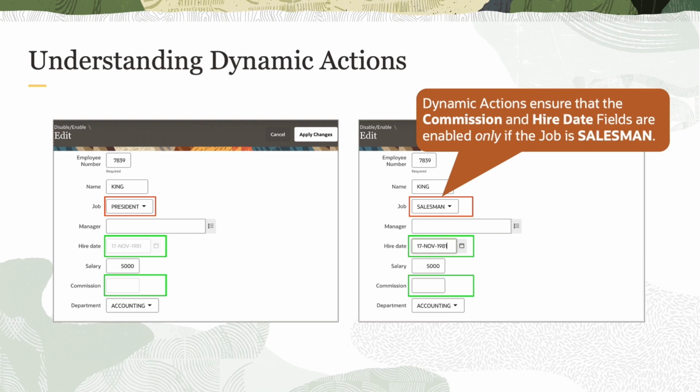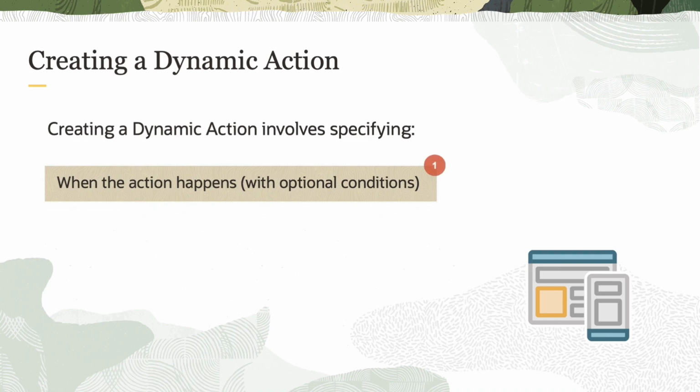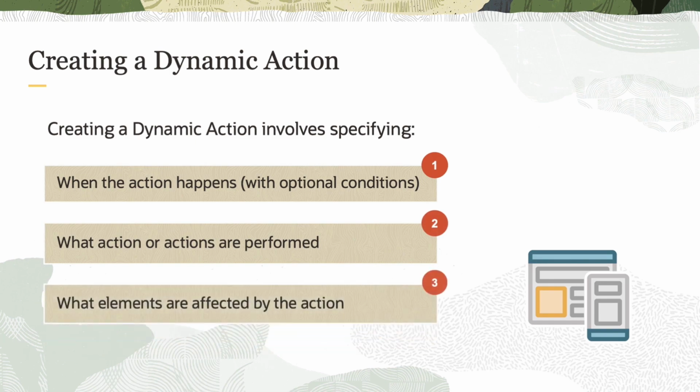Basically, this example demonstrates how dynamic actions can be used to control multiple items and disabling items for multiple item types. You need to specify the following while creating a dynamic action: when the action happens with optional conditions, what action or actions are performed, what elements are affected by the action.